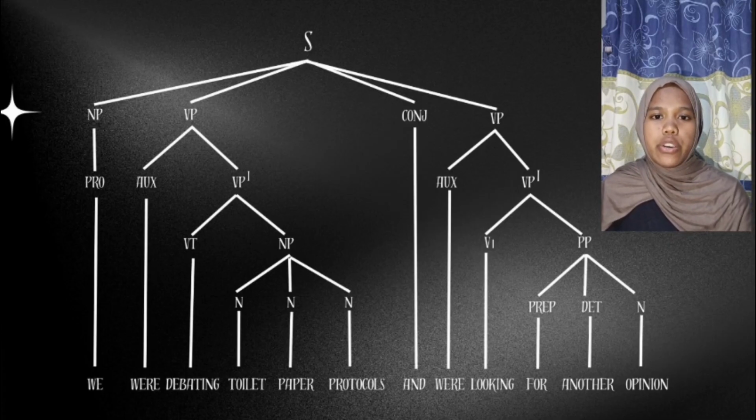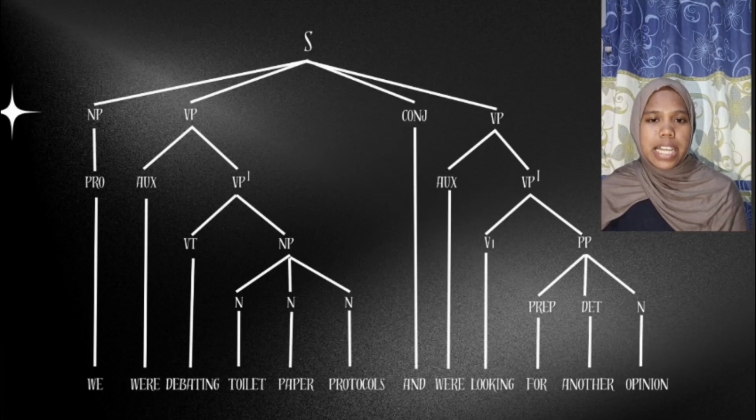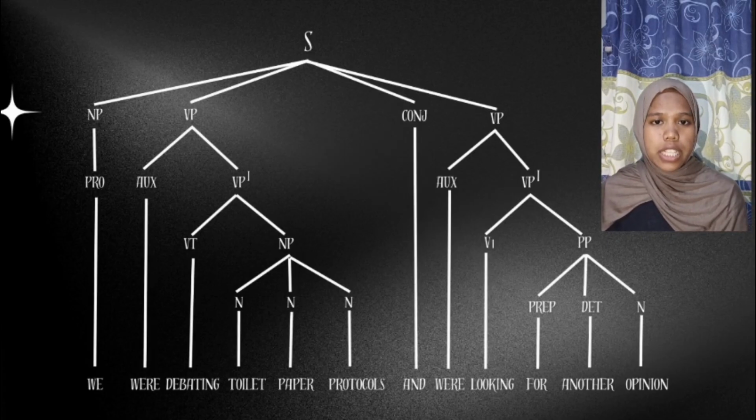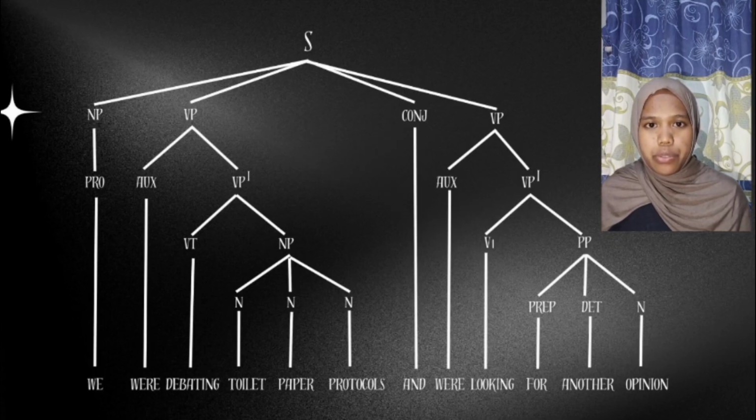Okay, next we move to the conjunction node, which is and. The word and is categorized as a conjunction because it functions as a connector between the first action, we're debating toilet paper protocols, and the second action, we're looking for another opinion. Then, in the third node, we have another VP.